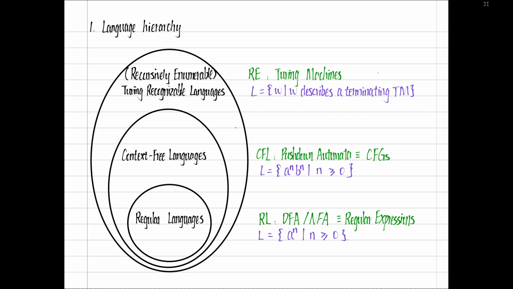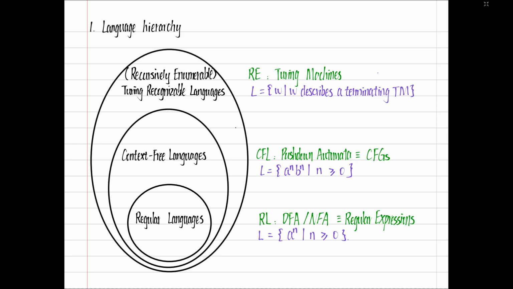A sample context-free language is the set of strings a to the n, b to the n, where n is a natural number. While DFAs cannot store arbitrarily large number of a's, a push-down automaton can use the stack to store them and match remaining b's one by one.